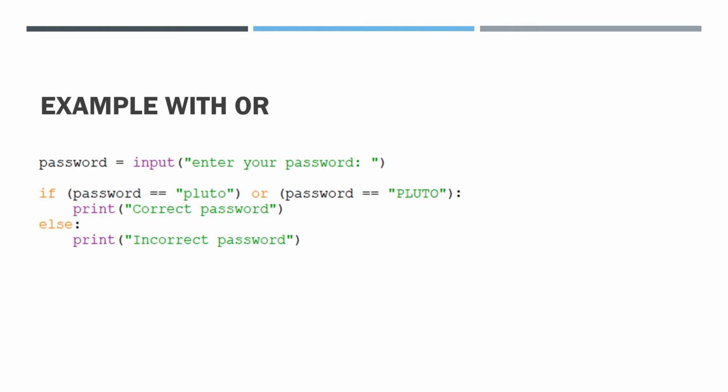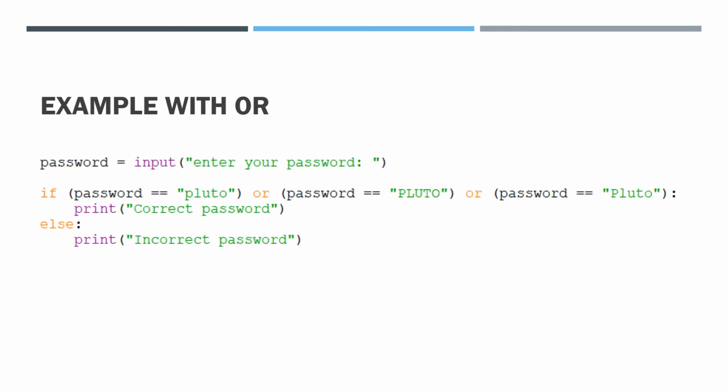So here we have to enter the password, and if the password is Pluto in lowercase or Pluto in uppercase, then we'll say that they've entered the correct password, and if not, we'll say they've entered the incorrect password. So either of those can be right. We can actually increase the number of tests, and as long as at least one of the tests in that chain of tests is correct, then the whole thing will count as correct.